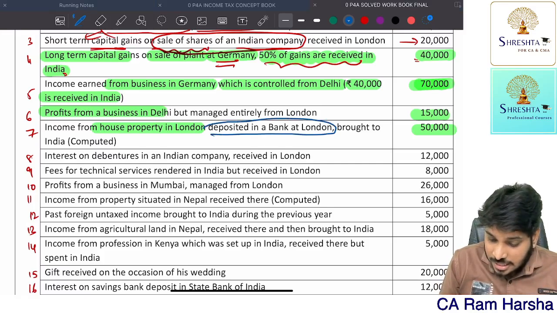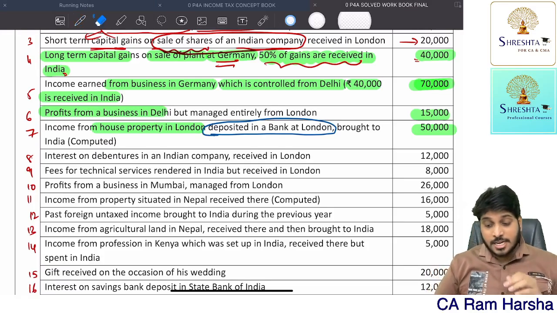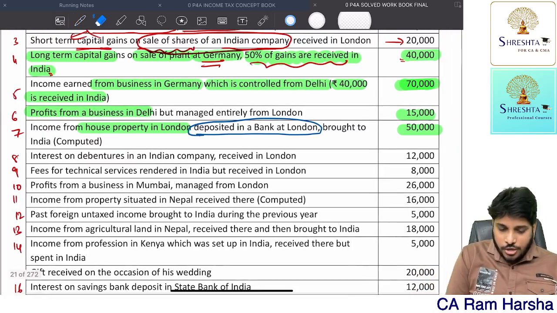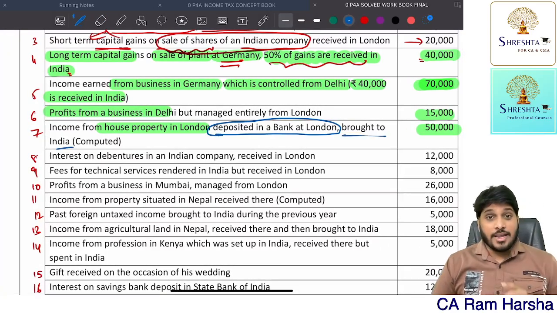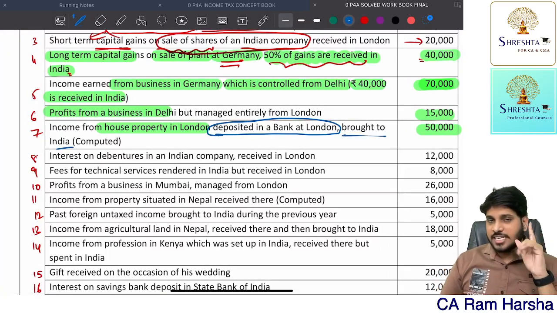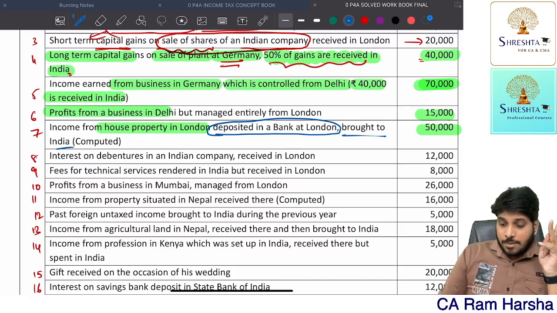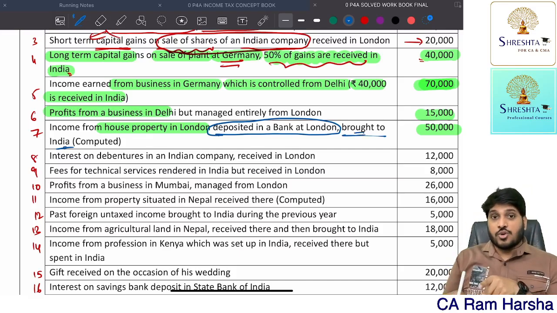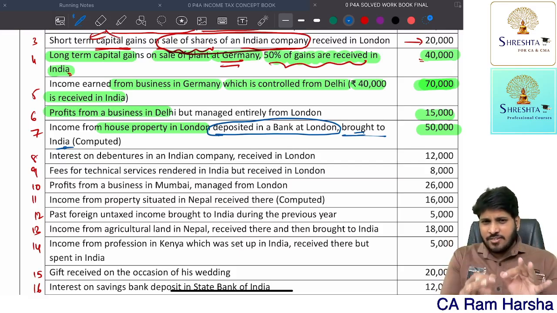Deposited in bank at London. What is it? Brought to India. It's an income. Properties in London, so the source is outside. Brought to India means that cash is brought to India. Now, does it mean received in India?